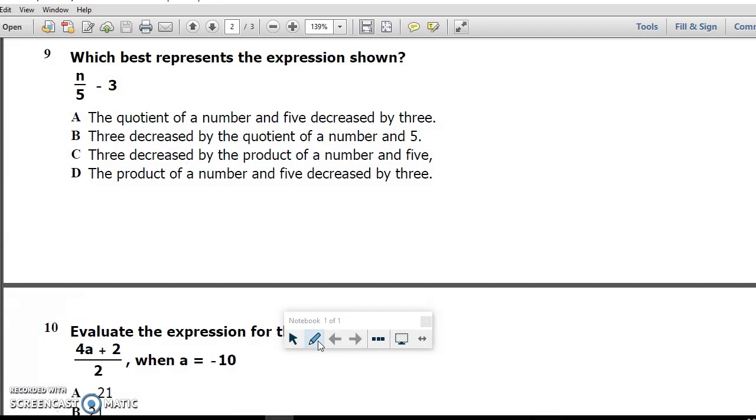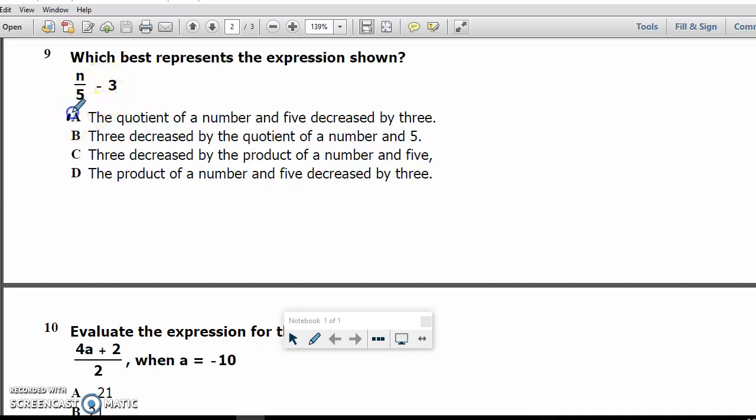Okay, number 9 says, which best represents the expression shown? So let's go through our answer choices. Okay, A says the quotient of a number and 5 decreased by 3. The quotient of a number and 5. Quotient means you're dividing. And when you see quotient in front, our first number that they mentioned should be on the top. Second number should be on the bottom. A number and 5. So we're taking the quotient, we're dividing. Decreased by 3. If we're decreasing it, we're subtracting by 3.